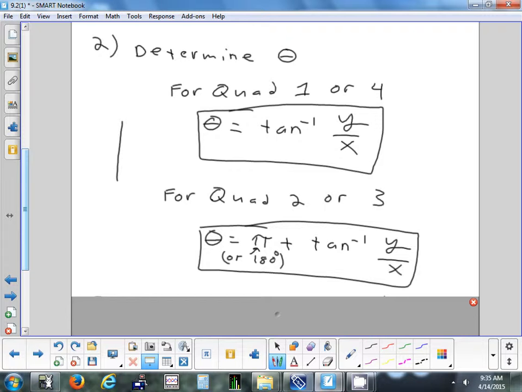Anybody tell me why the y-axis would be a big problem? You had a point right there, and you tried to use either one of these formulas to solve for the angle. What would happen? The denominator would be 0. Yeah, the denominator would end up being 0, exactly. So if x is 0 and you try to divide by it, you're going to get an error. Okay? So if you're on an axis, don't try to use these formulas. Bad things are going to happen.